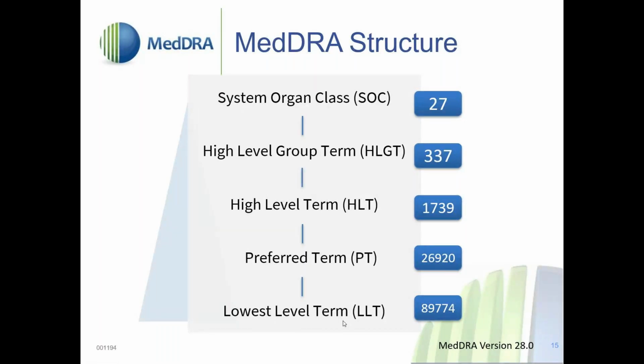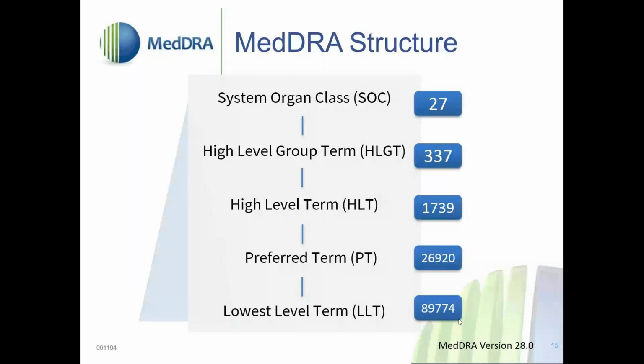And you can see that starting from the top, 27 SOCs, MedDRA gets more and more granular and specific. That is from the SOCs down to nearly 90,000 LLTs. So for coding purposes, you would browse MedDRA to find the most specific and accurate LLT for the reported medical condition of interest among these nearly 90,000 LLTs.